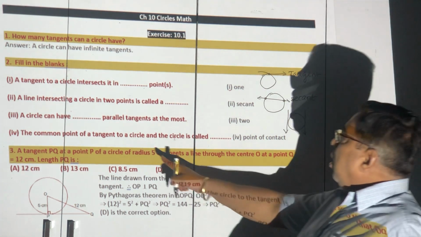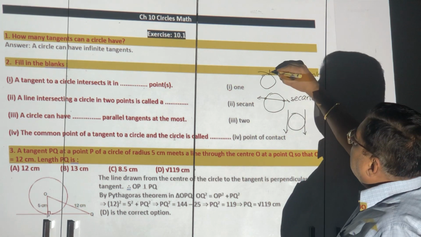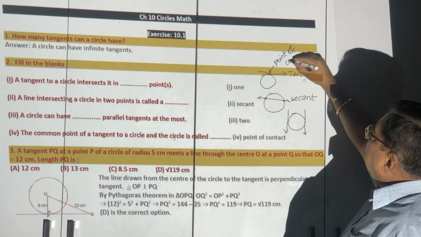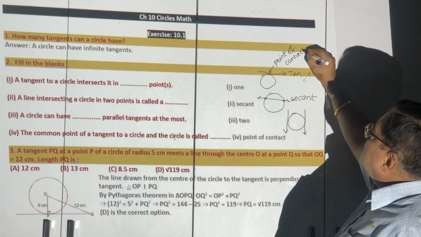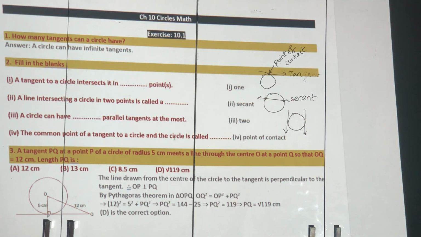Then, the common point of a tangent to the circle is called what? This is the point of contact, where it touches. So these are the fill in the blanks for 1 mark. Please have a look, what will come in the exam. Not difficult.